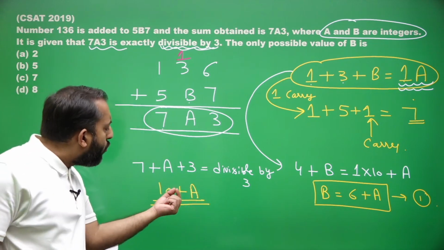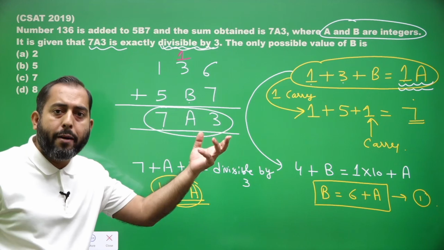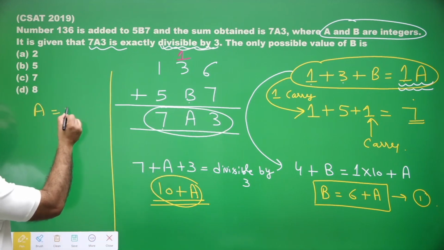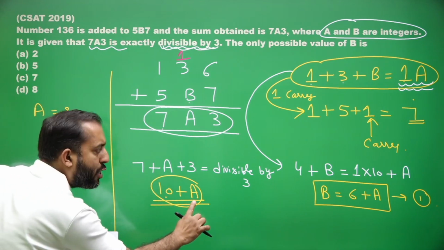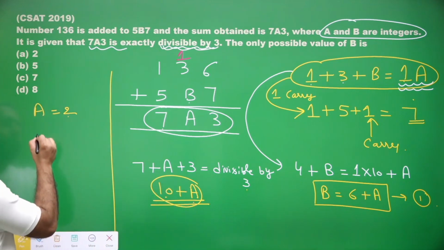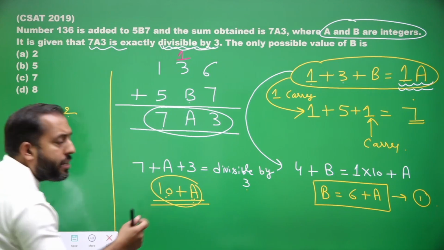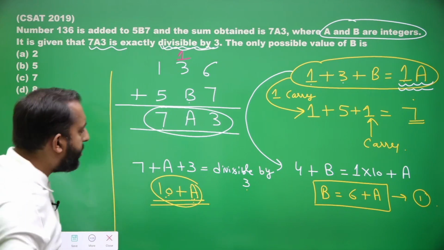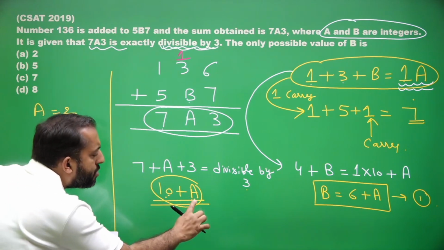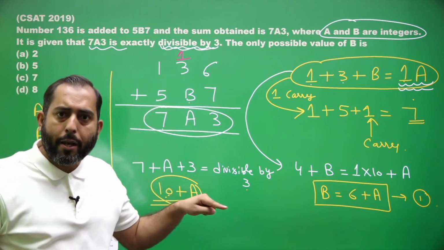Now let's check for which value of a this result will be divisible by 3. If you assume a to be equal to 2, 10 plus 2 is 12, which is divisible by 3. So a can take 2 as a value. Can a take 3 as a value? No, because 10 plus 3 is 13 and 13 is not divisible by 3. So the next value that a can take is 5, because 10 plus 5 is 15, and 15 is divisible by 3.